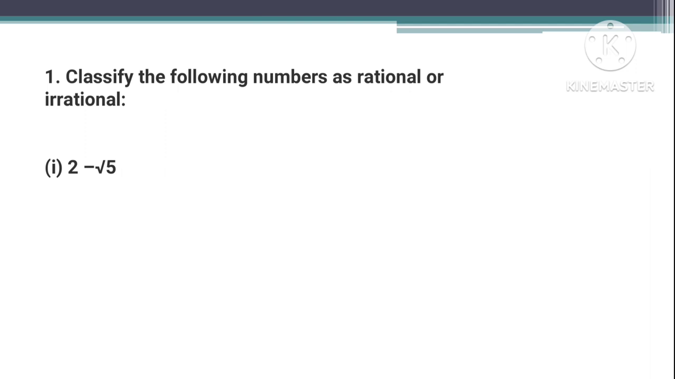One thing you should remember: when you add, subtract, multiply or divide an irrational number to a rational number, you are always getting the answer irrational. So here, see here, 2 minus root 5.